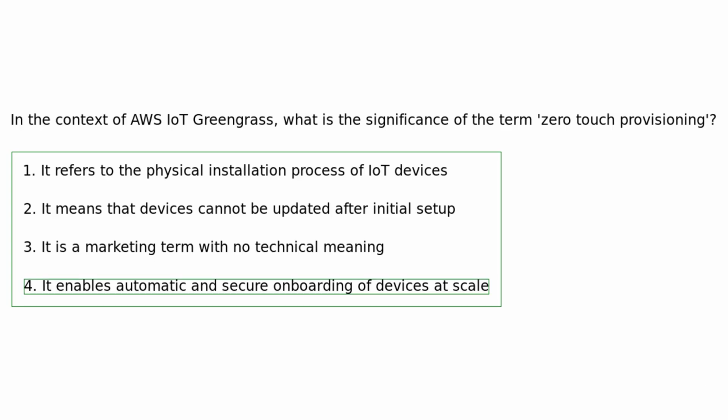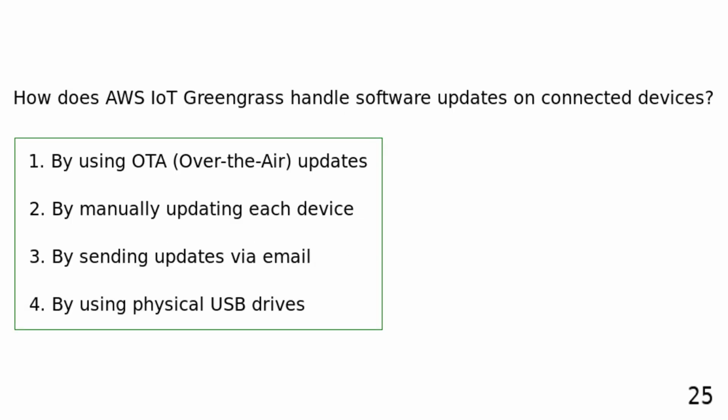Zero-touch provisioning in AWS IoT Greengrass enables the automatic and secure onboarding of devices at scale, reducing manual intervention and streamlining large-scale IoT deployments. How does AWS IoT Greengrass handle software updates on connected devices? By using OTA updates. By manually updating each device. By sending updates via email. By using physical USB drives.